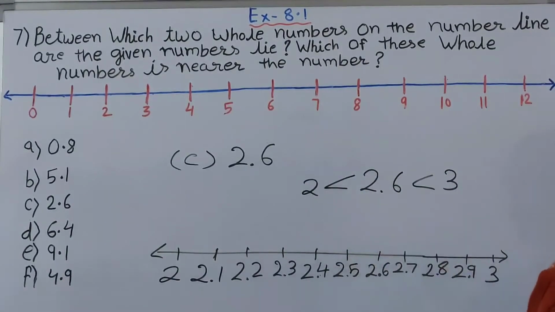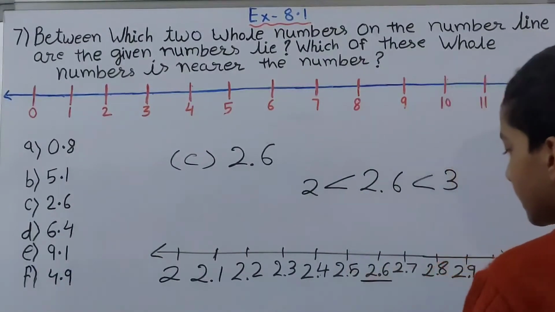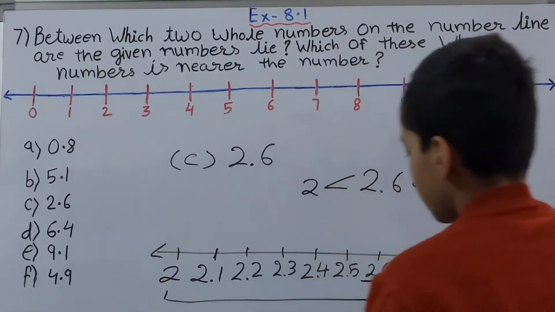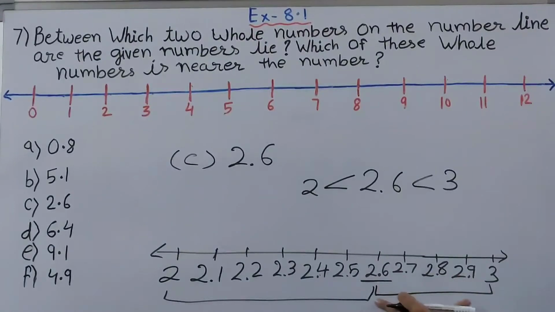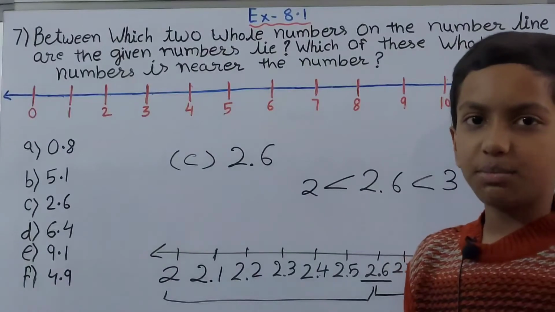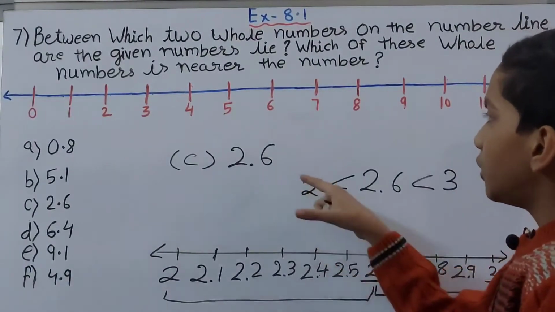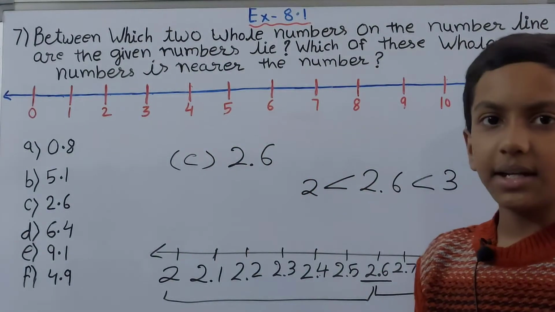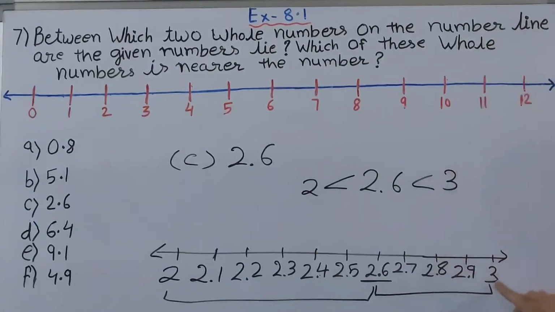Now look at 2.6. So it is here. So you can see the distance which is needed to go. So obviously it is nearer to 3 over here you can see. And if we start from 2 to 2.6, there is much more distance than 2.6 to 3 wholes. So that means the answer of this part is that our decimal 2.6 lies between the whole numbers 2 and 3, and it is nearer to the whole number 3.